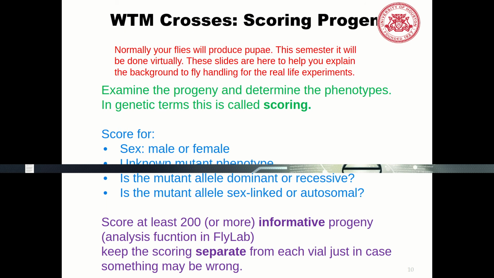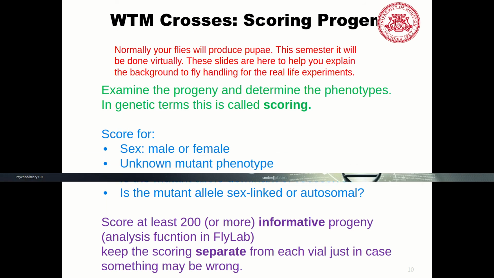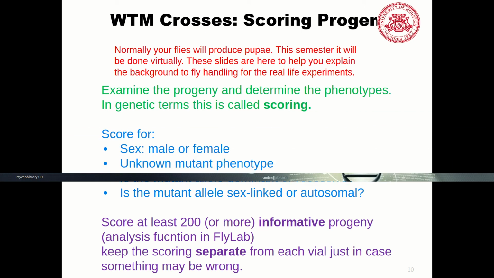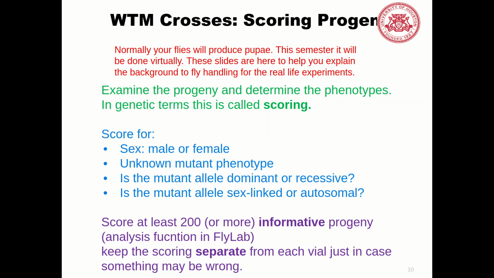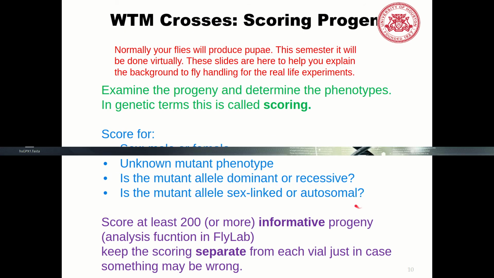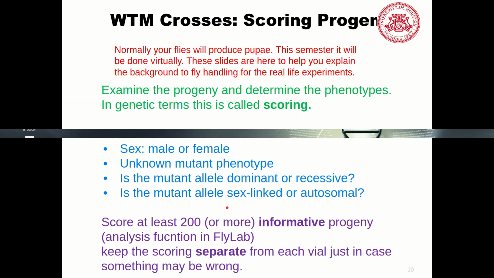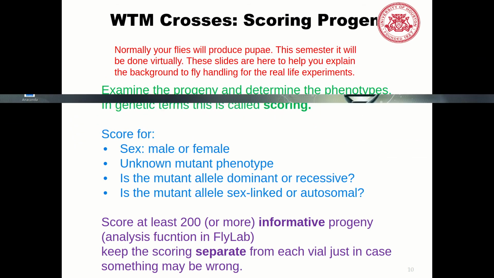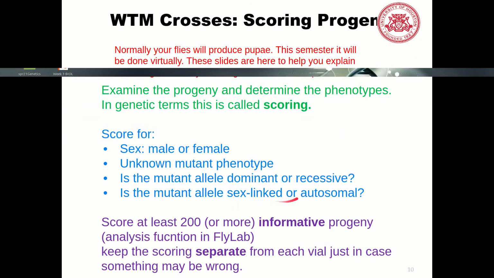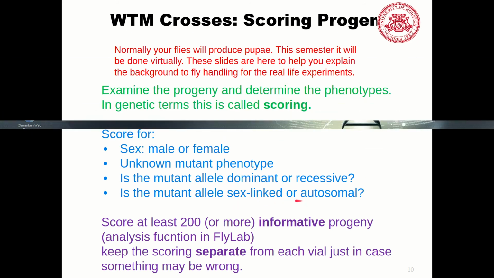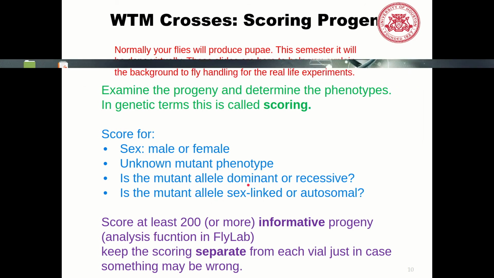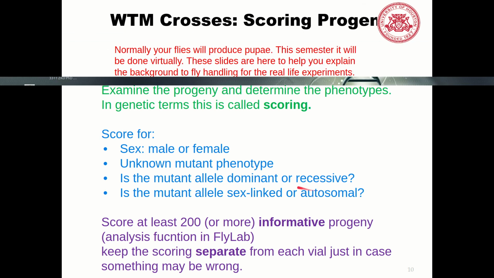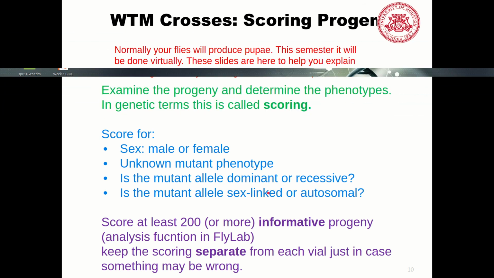Then you have to figure out if, for these phenotypes, the allele is dominant or recessive, and then figure out if it's sex-linked or autosomal. You only figure out those last two, dominant or recessive and sex-linked, by crossing them with wild-type flies. So you're going to have to take your mutants and cross them with some wild types, and then figure out whether you have dominant or recessive and/or sex-linked. Now you can be both. You can be dominant sex-linked, recessive sex-linked, autosomal recessive, or autosomal dominant. So these two do interact.